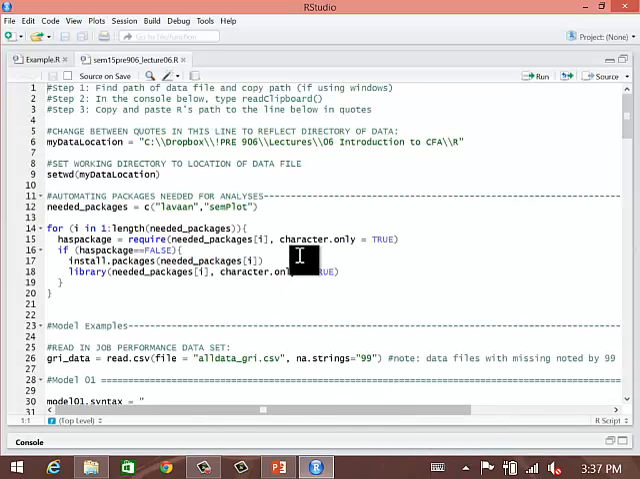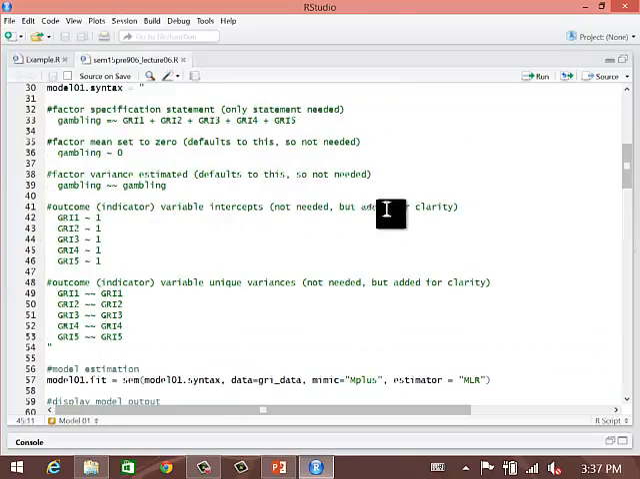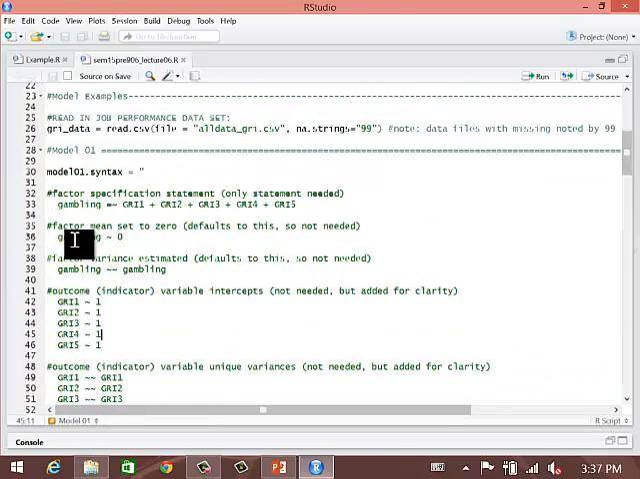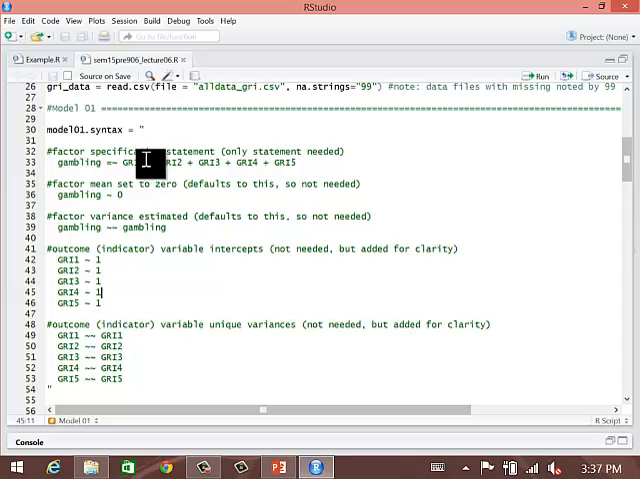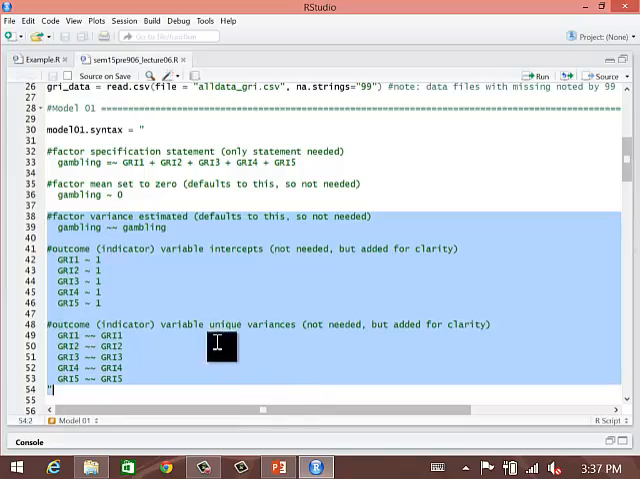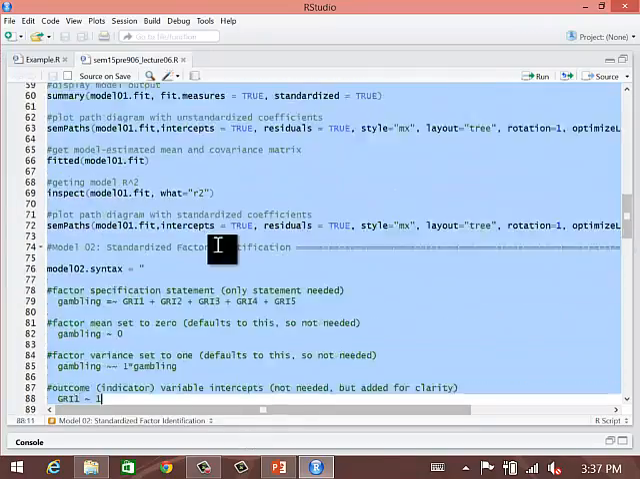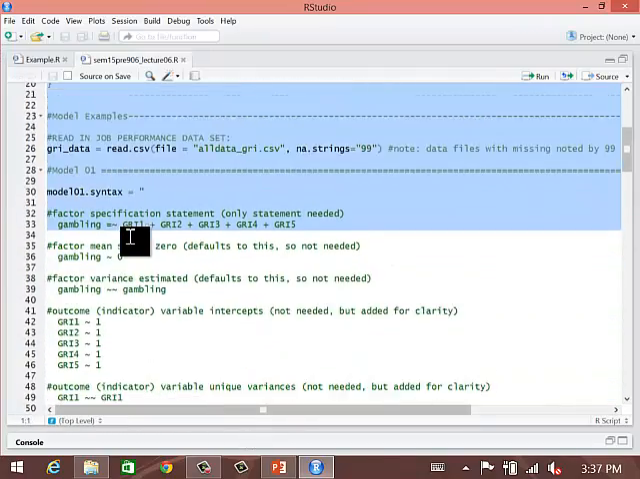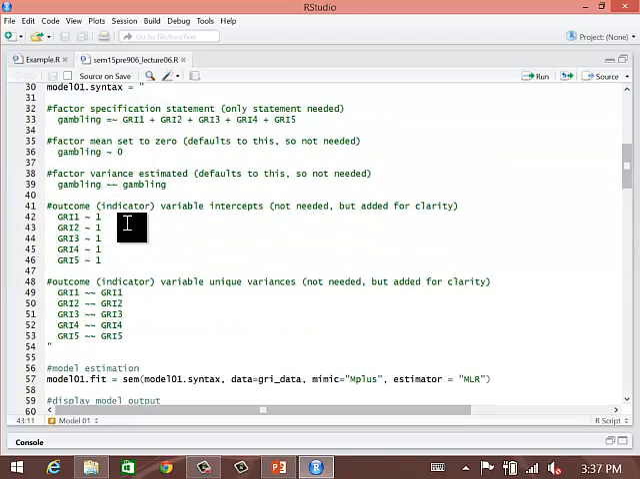Okay, this may not be able to be seen very well, but the model 01 is the default, and all you really need to run it is this first set of syntax right here, which is just gambling equal tilde, and then the things that measure gambling. So all 5 items. The rest of this syntax is just showing you each of the parts that you can modify. You're just writing out what happens by default. That's right. By default, all that shows up.